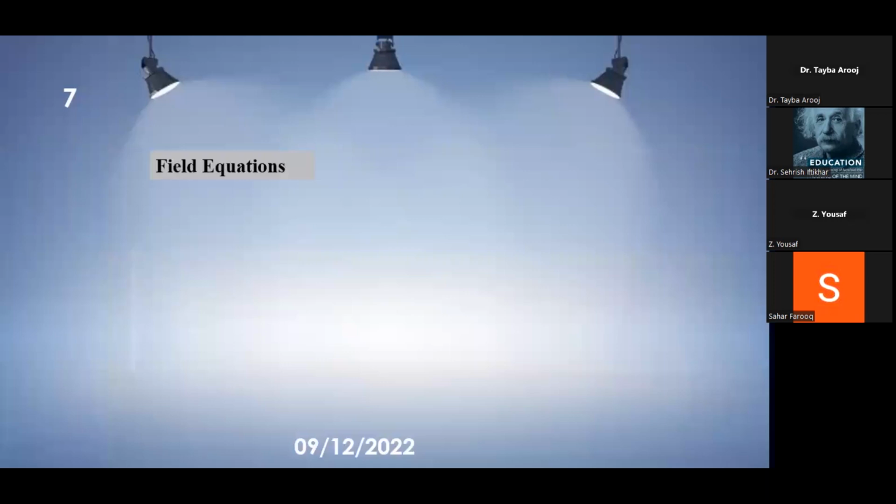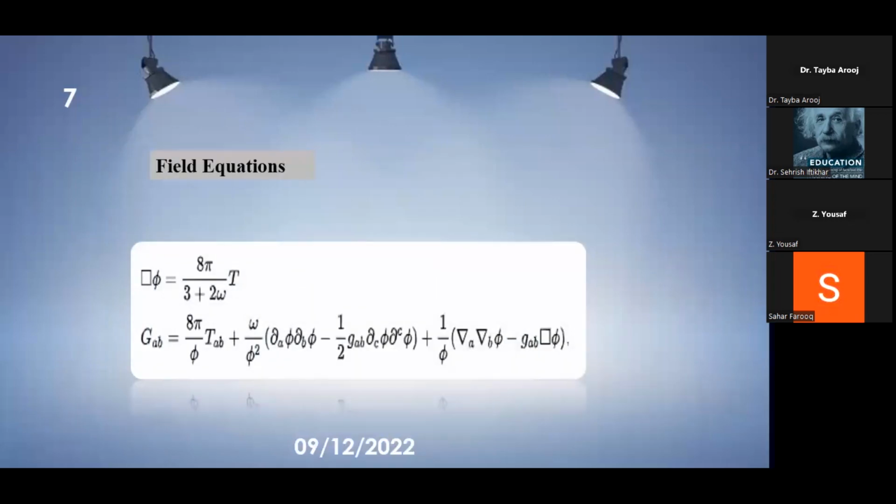And next I have field equations. These are the set of two field equations that came from the CBD field equations, in which G alpha beta is the Einstein tensor, T alpha beta is the energy-momentum tensor, and omega is the... What is omega? Listen.